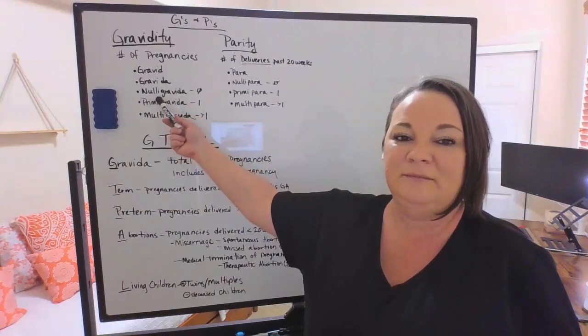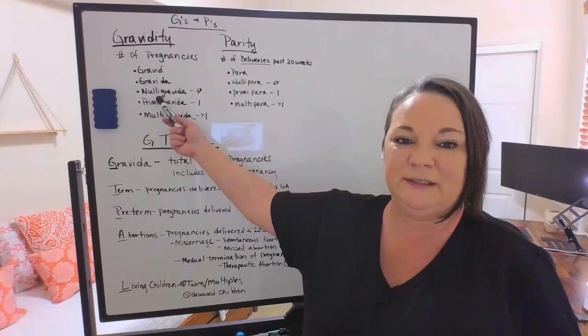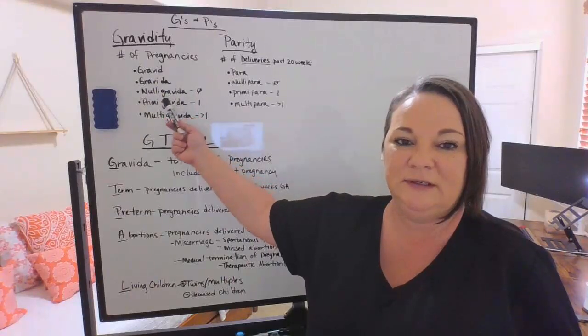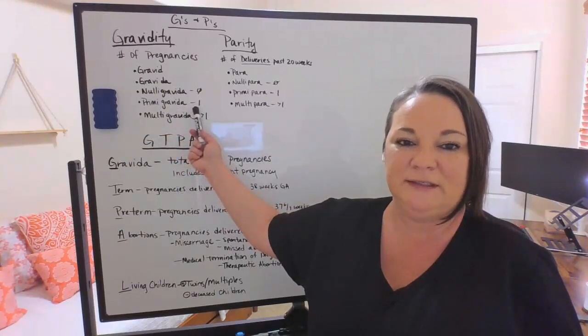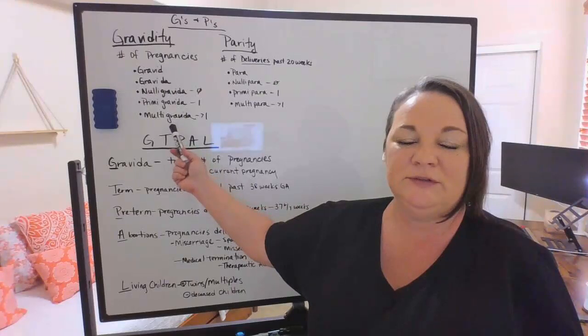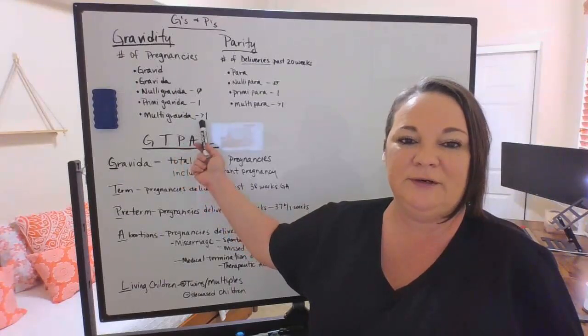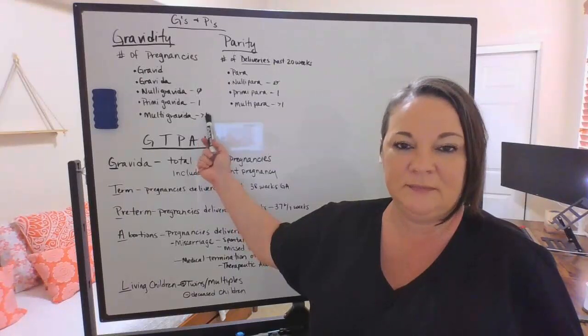Nulla gravida means that they've had no pregnancies. I have a 0 here. Never been pregnant. Prima gravida means that this is their first pregnancy. Multa gravida means that they've had greater than one pregnancy, so second pregnancy and beyond.